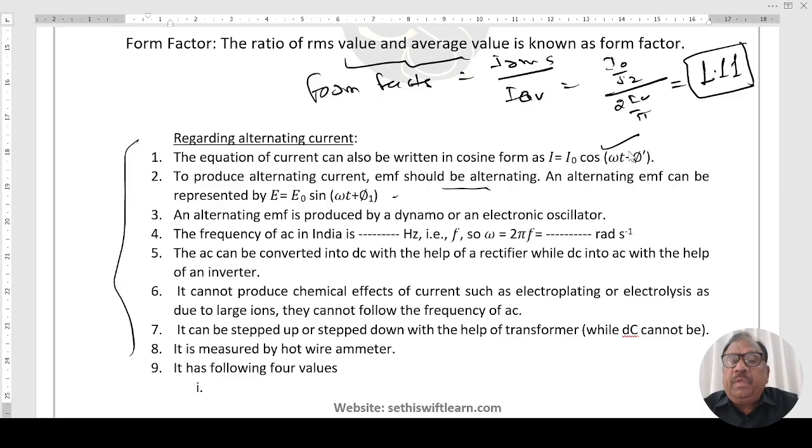Alternating current is produced by dynamo, or you can say electronic oscillator. Frequency of AC in India is 50 Hertz. So omega equals 2 pi f, that is 100 pi radian per second. AC can be converted to DC with the help of rectifier, but DC into AC with the help of inverter.